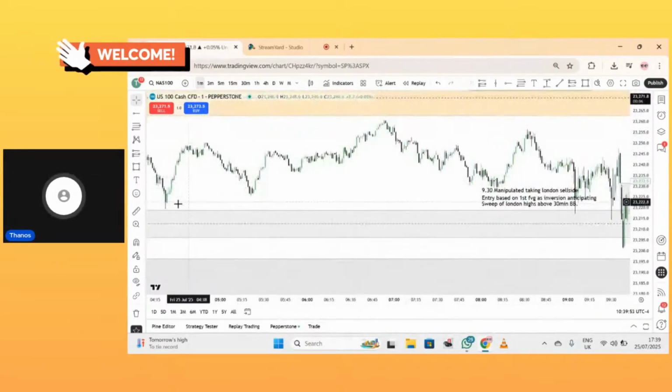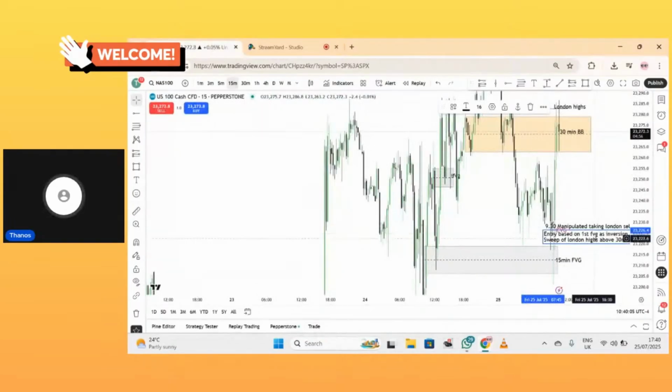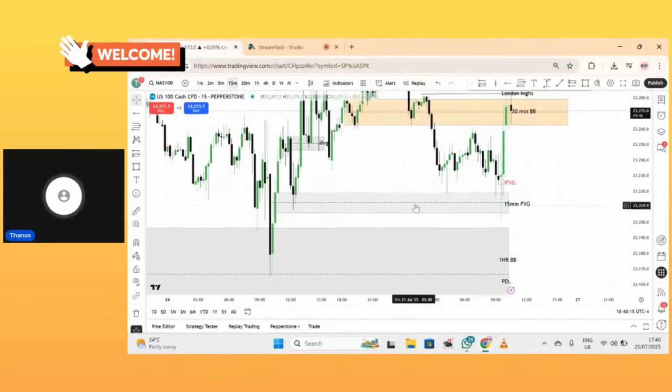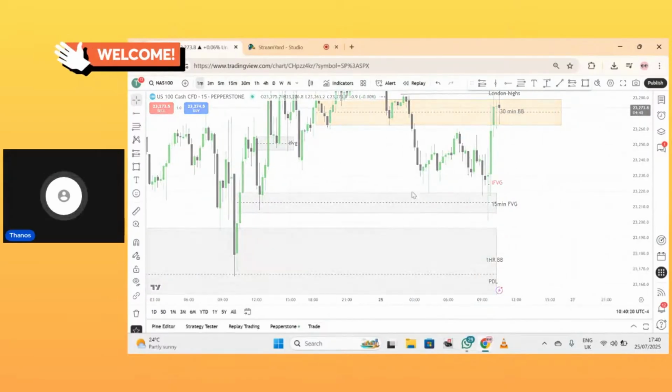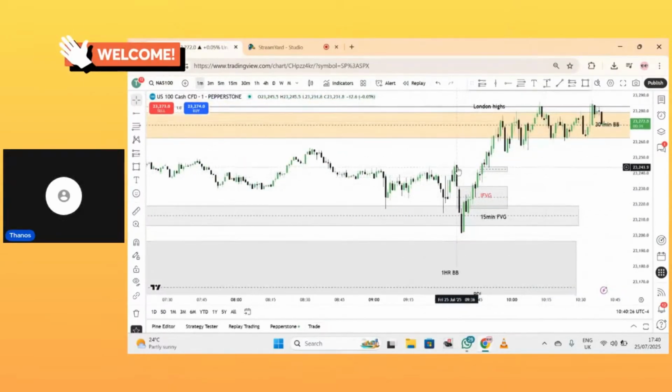I waited for the London lows to be swept into a 15-minute fair value gap here. If you can, let me show you the fair value gap on 15-minute. Let me remove this. So this is the 15-minute fair value gap. There was a 1 hour order block below it, but I did not expect price to drop all the way to there. So when London lows were swept into the 15-minute fair value gap, I waited for this.